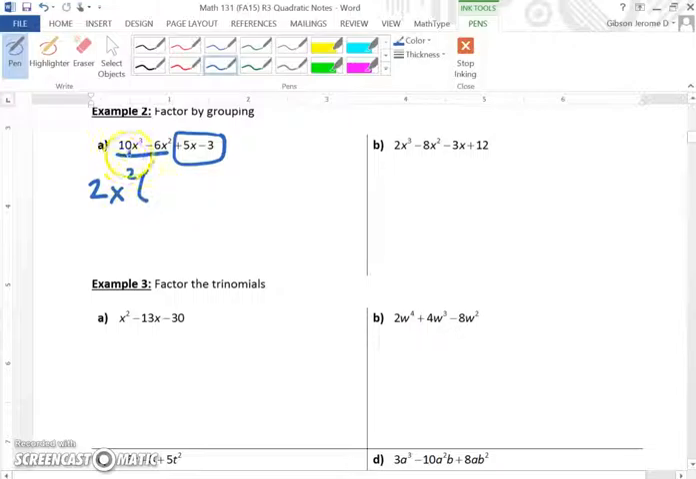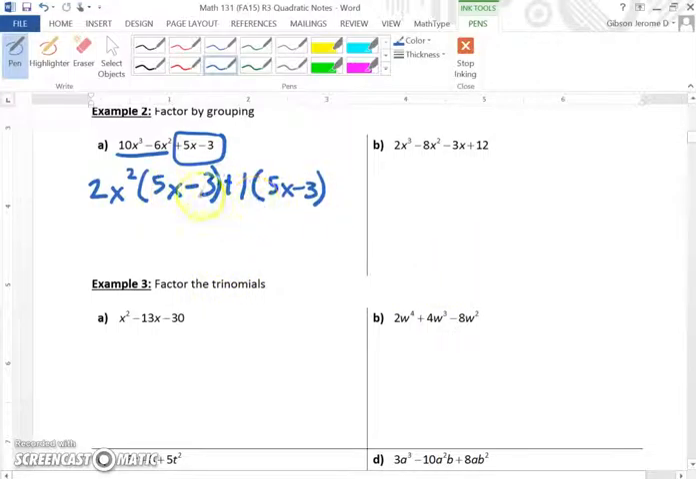We would do a parenthesis. 10 divided by 2 is 5. X cubed divided by x squared is x. Next, we have negative 6 divided by 2, which is a minus 3. And the x squareds will simplify out. So we took care of the first grouping of 2. Now we look at the last grouping. We have a positive 5x and a negative 3. If you notice, they have nothing in common. No variables, and the coefficients don't have anything except for a positive 1 in common. So we will put positive 1, and in parentheses, we will put the 5x minus 3.